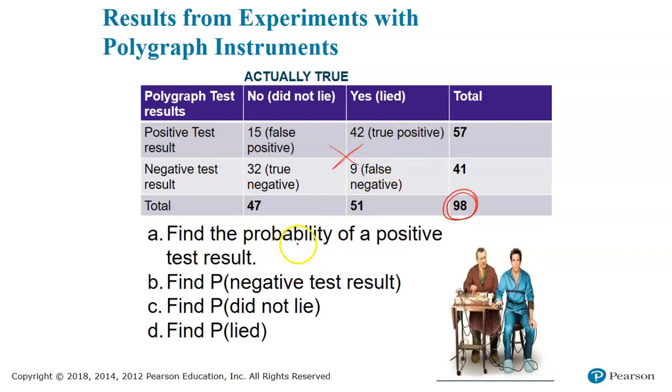Okay, so if we want to find the probability of a positive test result, we want to look and see how many positive test results we had. And in looking at this, we have 57 out of 98 for that. And if we divide that out, 57 divided by 98 is going to give us 0.558.